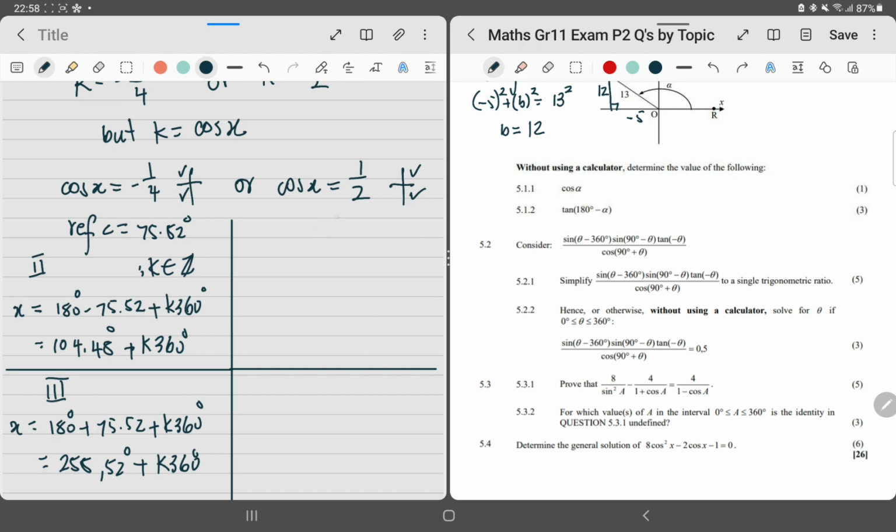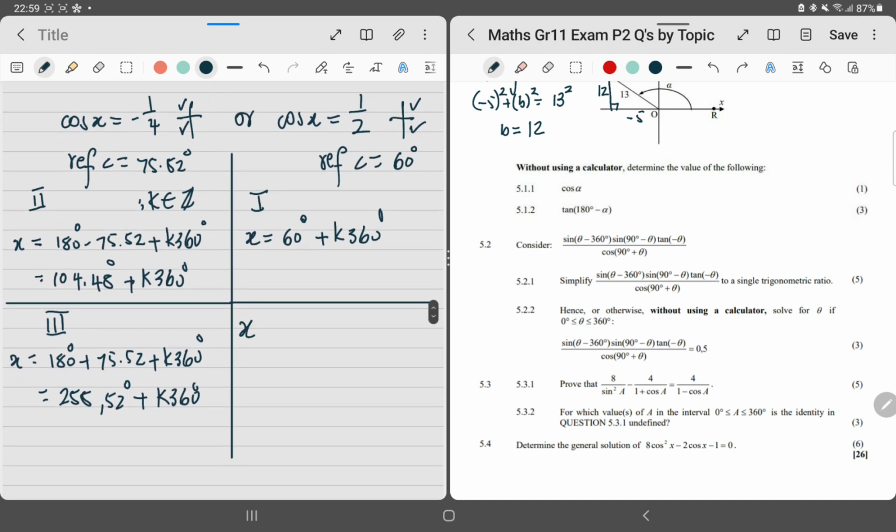And then the reference angle here, cos of 1 over 2, so this is 60 degrees. In quadrant 1, x is equals to 60 degrees plus k 360. In quadrant 4, x is equals to 360 degrees minus 60 plus k 360. So this is 300 plus k 360.